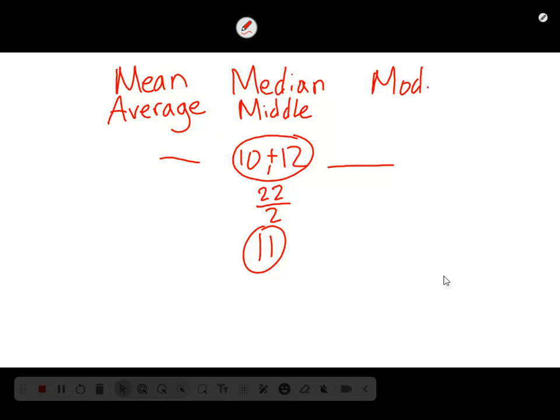What is the mode? Ruby. The number that appears the most. Mode is the most. Can we have more than one number be the mode? Yeah. What if I have a data set that looks like this?